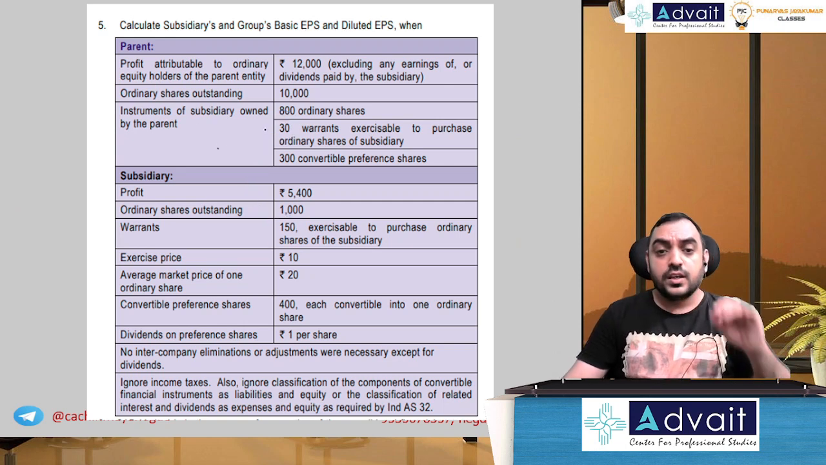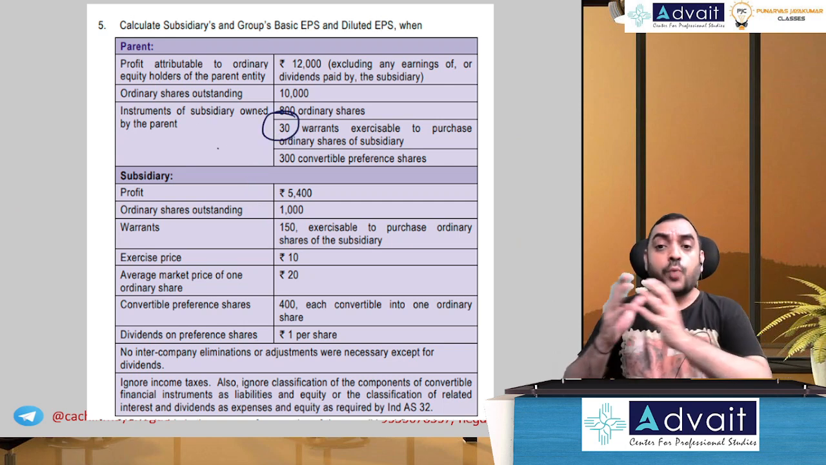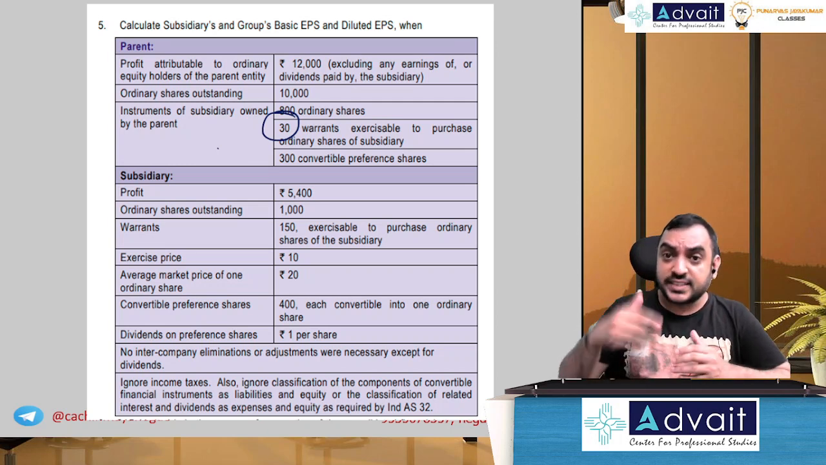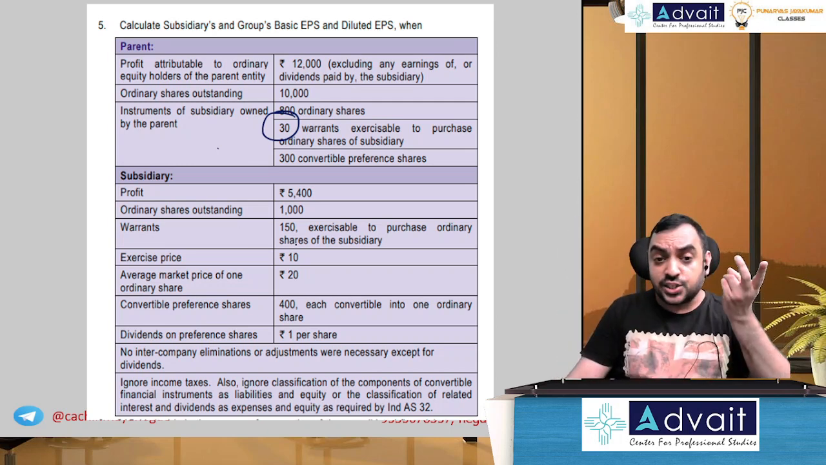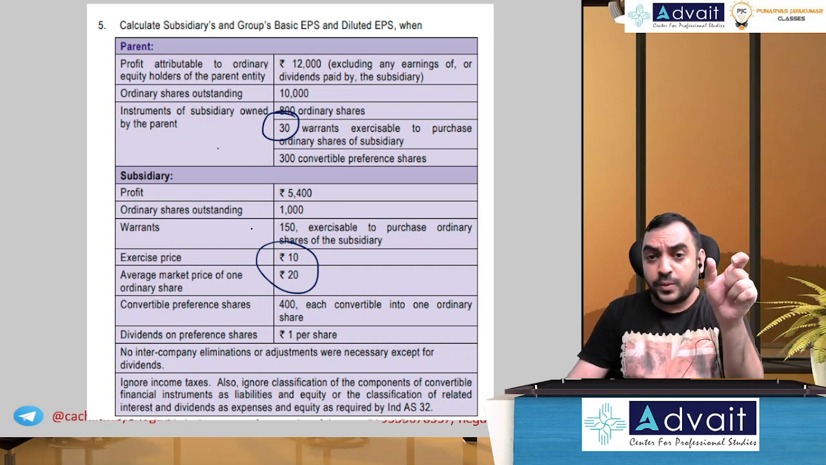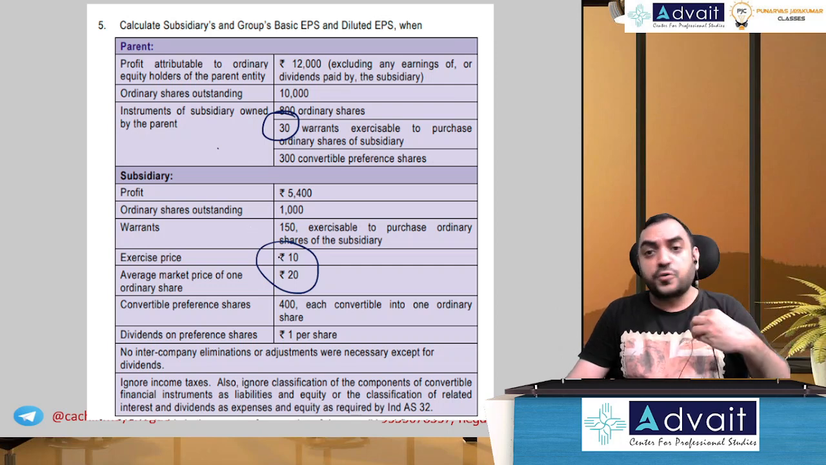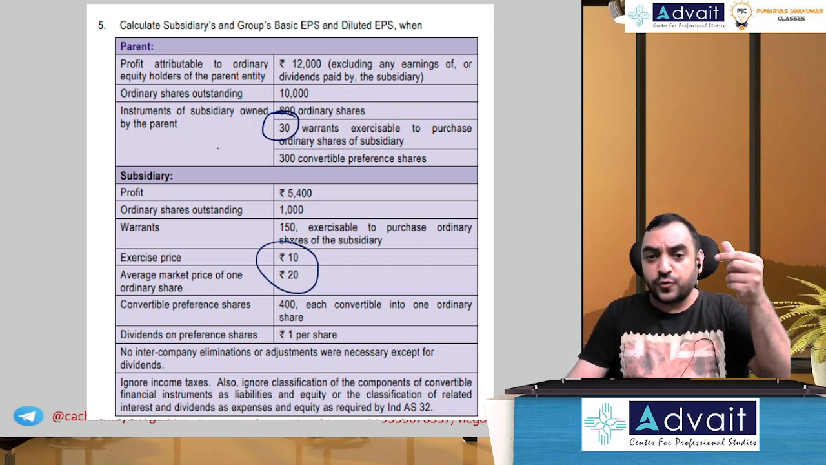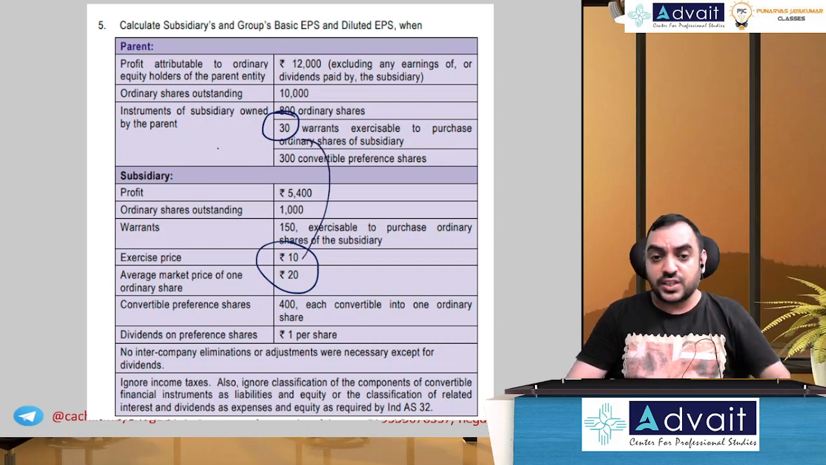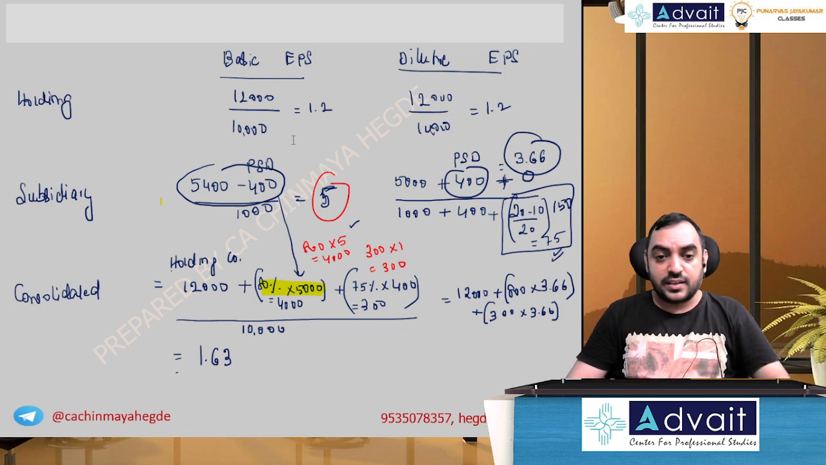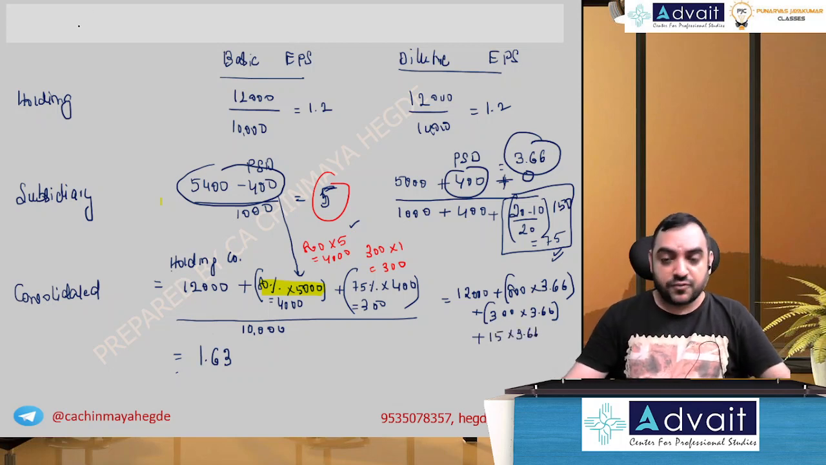Or what you can do, 30 warrants you are having, how many equity bonus element you get, which is having impact on dilutive EPS. The concession is 10 rupees out of 20 rupees. 10 rupee exercise price, 20 rupee issue price, concession is 10 rupees. So 10 rupees out of 20 rupees, 1 by 2, 10 out of 20, out of 30 means 15 shares. Either way, any way you calculate, it will come to 15 shares. 15 shares into 3.66. Only this 15 I'll show somewhere here.